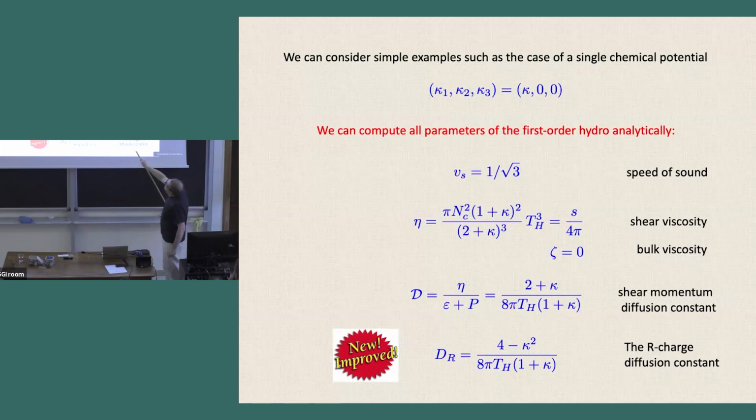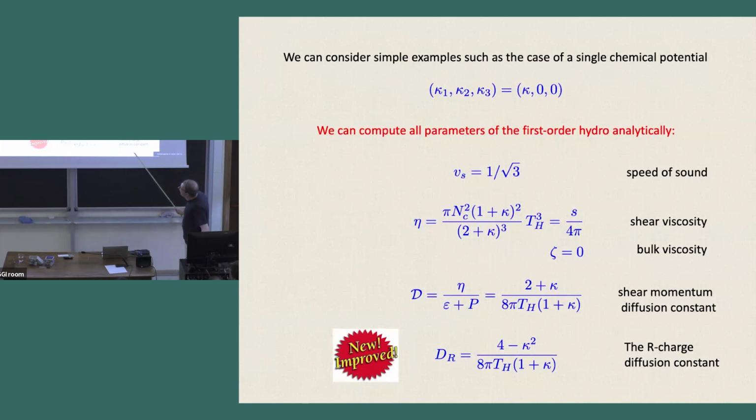Now, for only one kappa, what happens? We can compute all parameters of the first order hydro analytically in this case. And this is a nice property. So as I said, the speed of sound is 1 over square root of 3. Velocity was computed for all 3 kappas in 2006, so this is known. Bulk viscosity is 0 because it's a conformal theory.